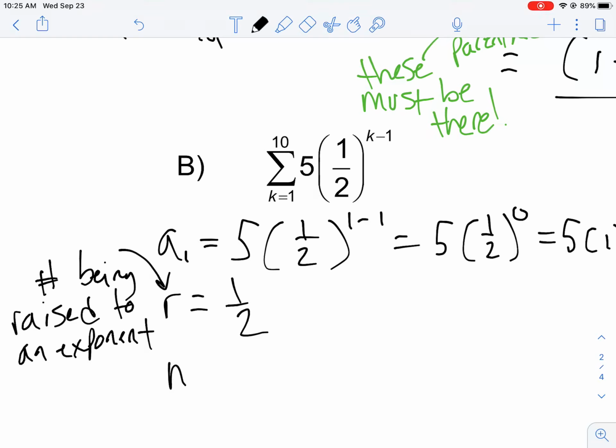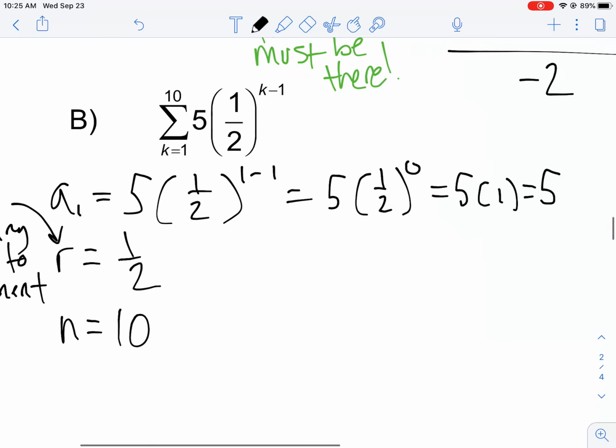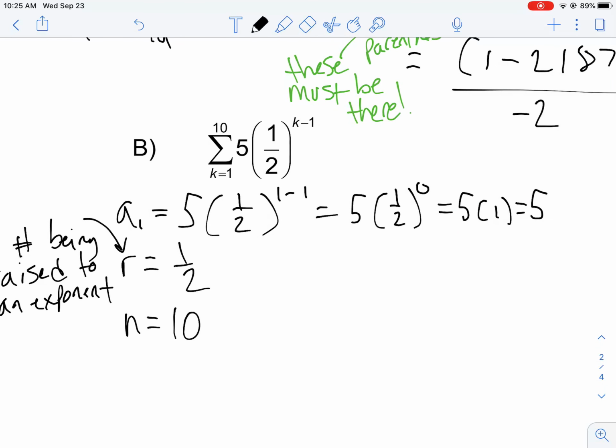Okay, and then we do our number of terms. Now, because our lower limit is 1, our upper limit is then our number of terms. It's our n, which is going to be 10 in this case. And then we do the same thing as we did before, where we plug it straight into the formula, and writing down what that formula is your work.